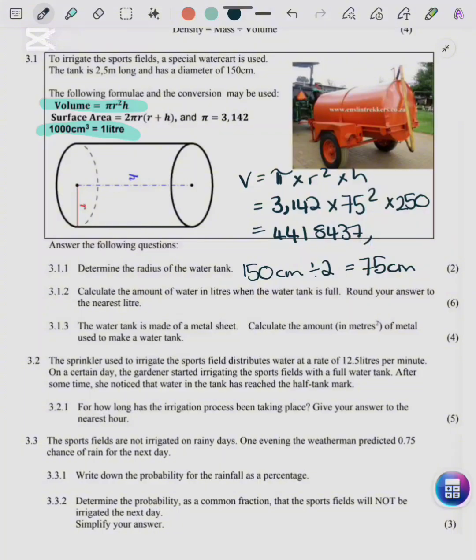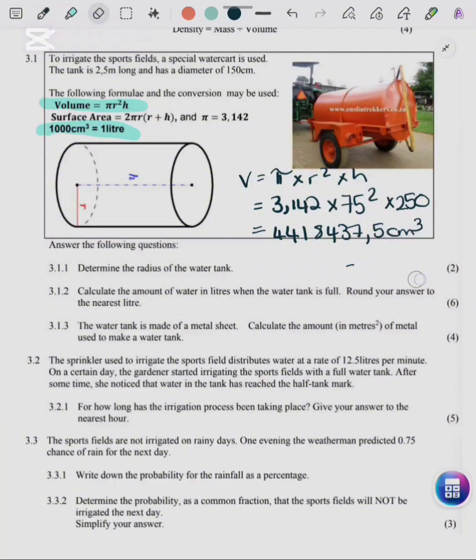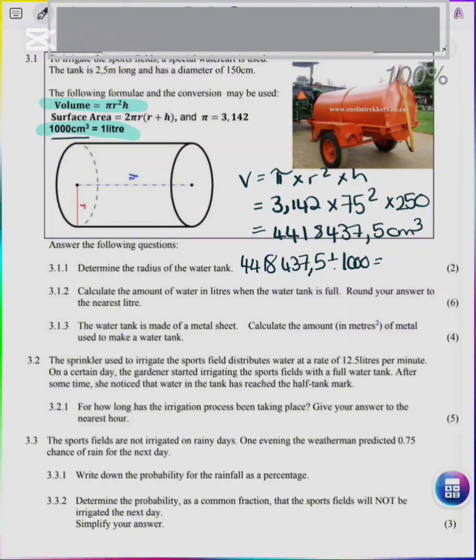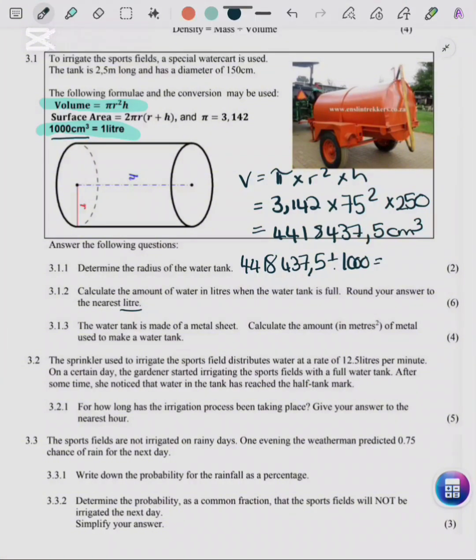Then I'm going to put it in my formula, calculate that out, and I get 4418437,5 centimeters cubed. And then we need to convert it to liters because they want our answer in liters, and we can see it's 1,000 centimeters cubed to a liter. So we're going to just divide that. 4418437,5 divided by 1,000 gives me, and they want it to the nearest liter, so that means I can round it to 4418 liters.